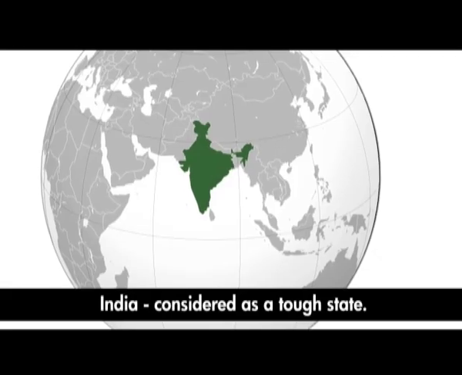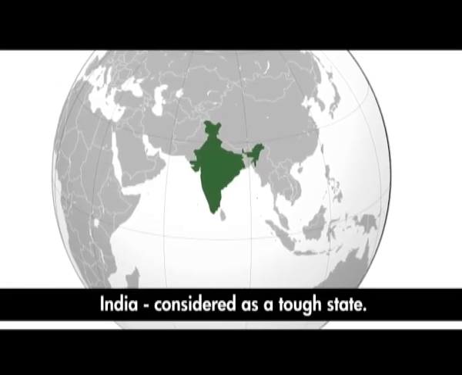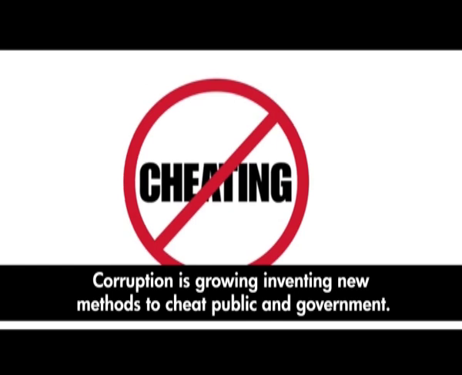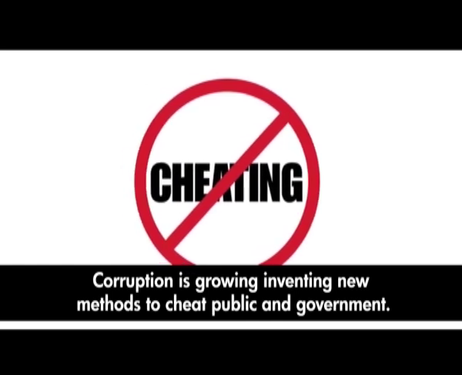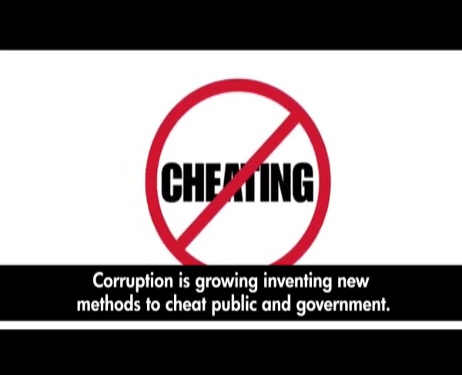India is nowadays considered a tough state. India is labeled a consideration state because here in India, everything can be had for a consideration. Let us now discuss the causes for corruption. Corruption in India is smooth, not rough. And as our nation develops, corruption is also growing, inventing new methods to cheat the public and government. Learning and understanding the causes is a complex task.